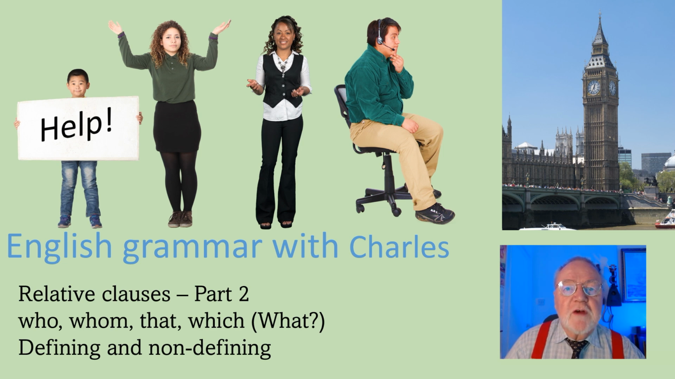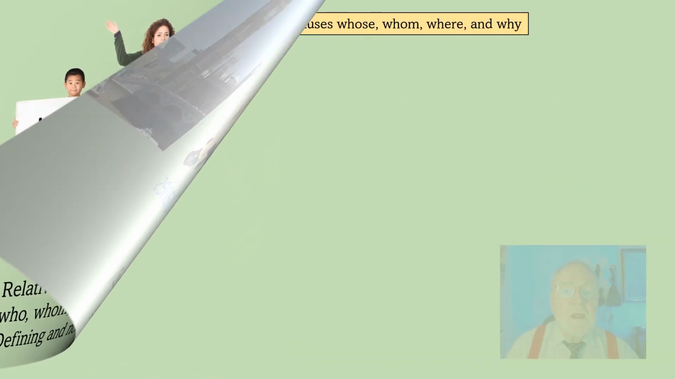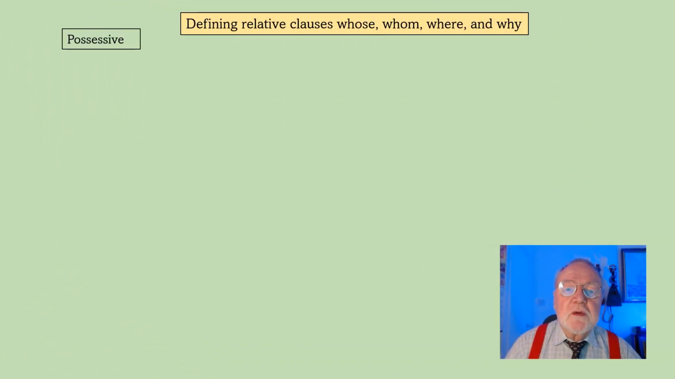I'm going to finish off our first lesson about defining relative clauses. We'll compare them with non-defining relative clauses, and I'll talk a little bit about the word what and why you shouldn't really use it in defining clauses. Oh, and there's an exercise for you at the end of the video. Let's get started. In relative clauses, we can use the pronouns whose, whom, where, and why.